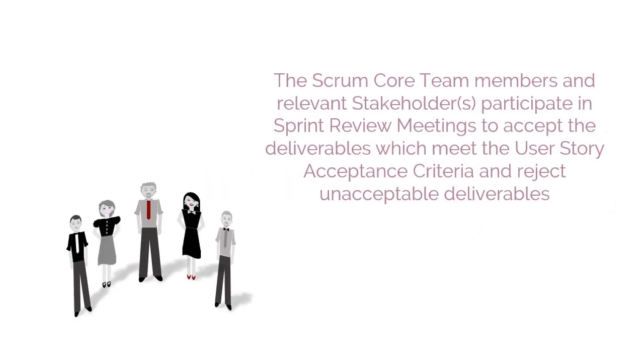So we have our inputs ready. What are we waiting for? Let's see the tools available to make use of the inputs. The tool being used in this process is the Sprint Review Meeting. The Scrum core team members and relevant stakeholders participate in sprint review meetings to accept the deliverables which meet the user story acceptance criteria and reject unacceptable deliverables.